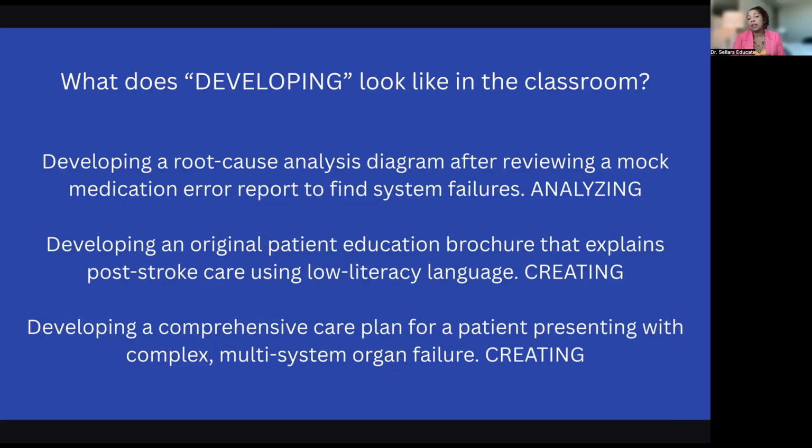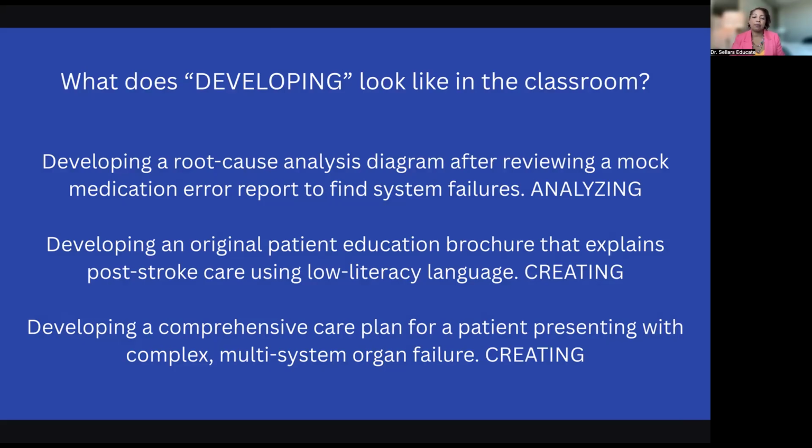Number one could be developing an RCA, a root cause analysis diagram, after reviewing a mock medication error report to find system failures. That is at the level of analyzing because students are going to be given information and specific instructions that will help them really dig deeper into the why, right? That's what an RCA is all about. Second example is developing an original patient education brochure that explains post-stroke care using low literacy language. That is creating, right? That's that highest form of learning aligned with the cognitive learning domain.